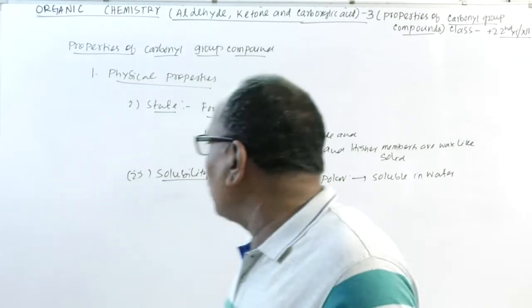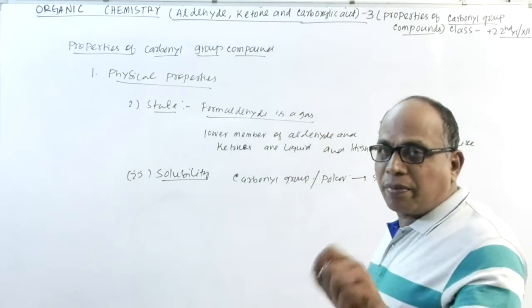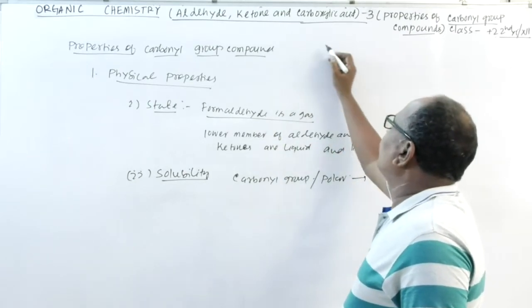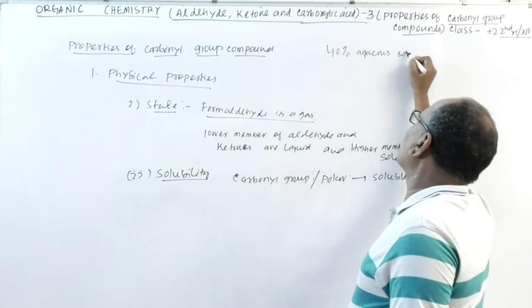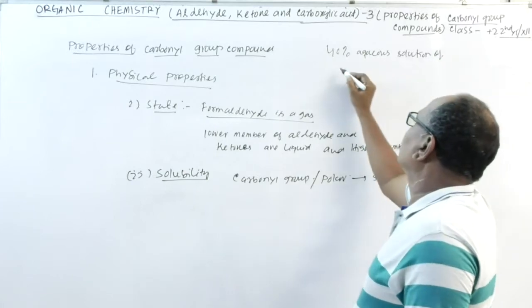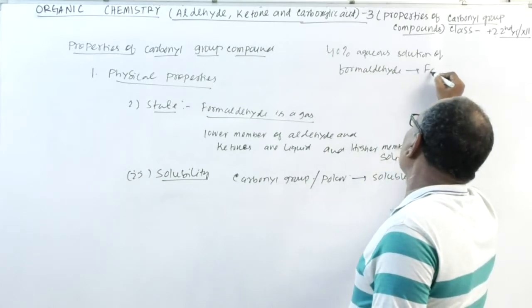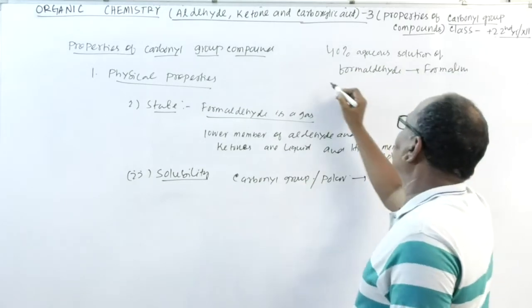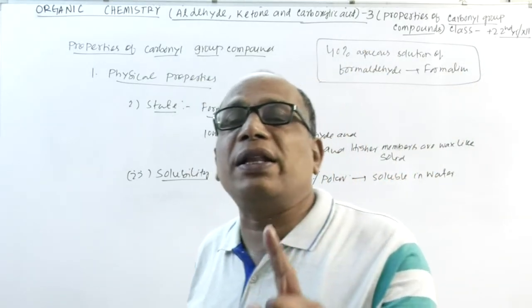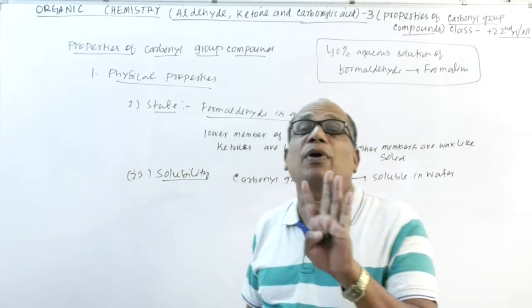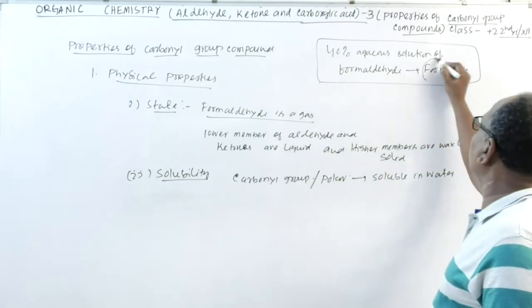Okay, students, do you know why formaldehyde is soluble in water? Because it is the lower member of aldehyde, and the 40% aqueous solution of formaldehyde is known as formalin. Is known as what? Formalin. What is formalin? Formalin is nothing but the 40% aqueous solution of formaldehyde. That's called formalin. And what is the use of this formalin?